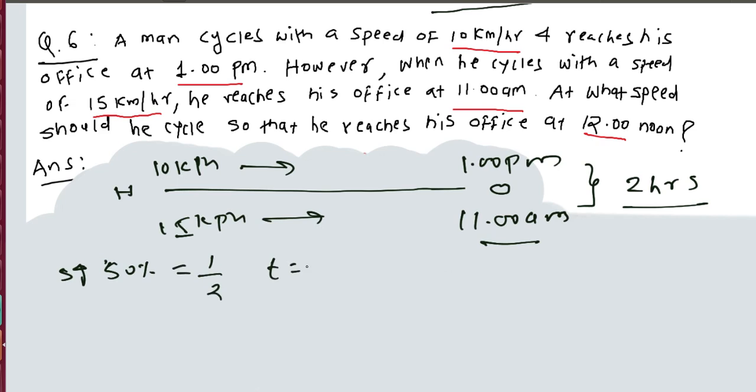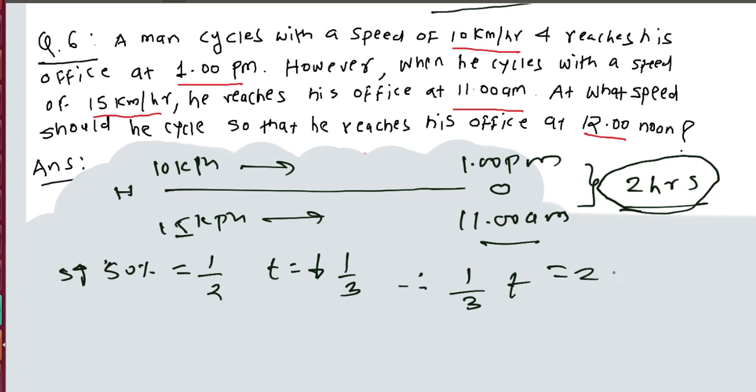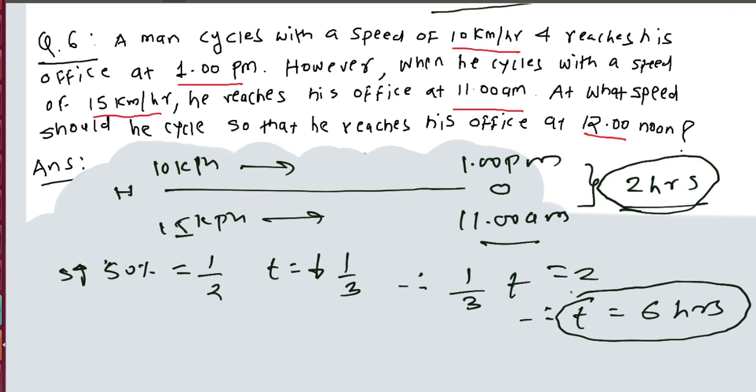So time has to decrease by 1/3, and the decrease in time is given to us as 2 hours. So therefore that 2 hours is 1/3 of the original time. Original time is decreasing by 1/3. That means 1/3 of the original time is 2 hours. Therefore, the original time must be 6 hours. So originally with 10 km per hour he is taking 6 hours.